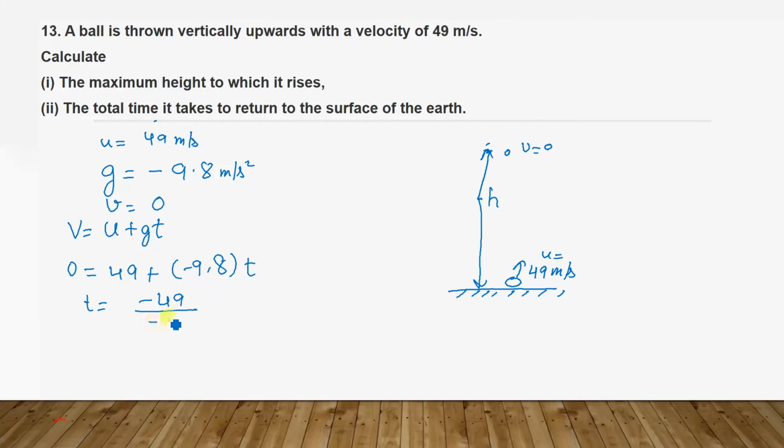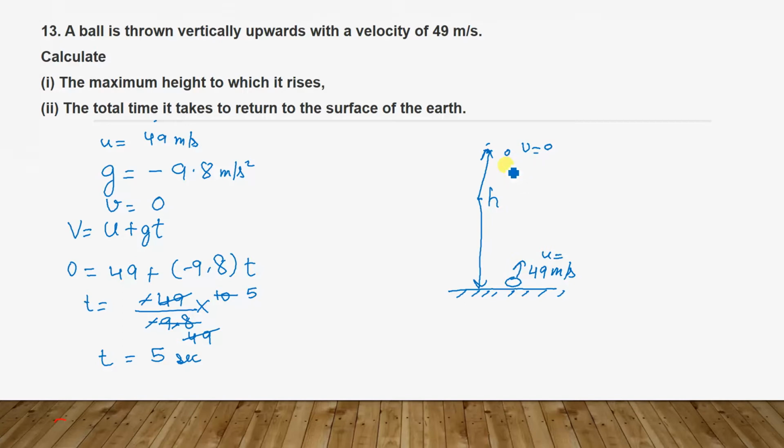So it will move to the denominator. So let's cancel the negative sign. Here this decimal can be removed by this. So after cutting, what you get, t comes out to be 5 seconds. That means it will take 5 seconds to move up.